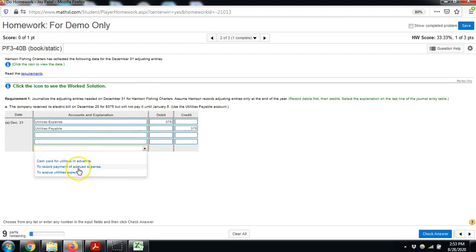So if you look at the options here, the first one, cash paid for utilities, that's not correct because we're not paying it with cash yet. We're not recording a payment of an accrued expense because that would also involve cash. Instead, we are accruing a utilities expense.